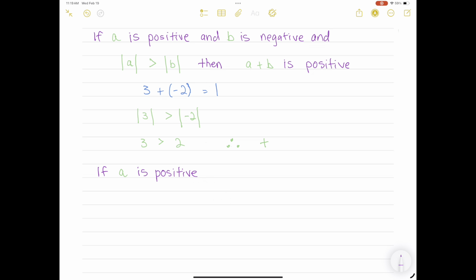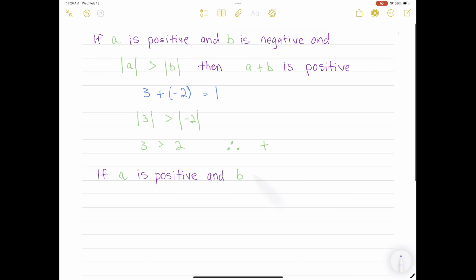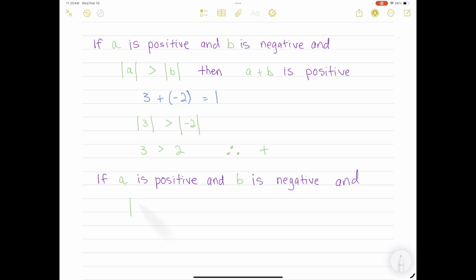If A is positive and B is negative, and the absolute value of A is less than the absolute value of B, then A plus B is negative. For example, 2 plus -3 equals -1. Since -3 has the larger absolute value, the sum is negative, therefore negative.